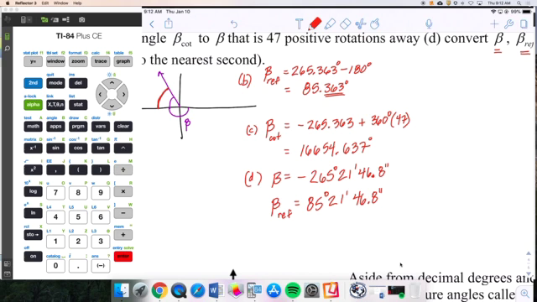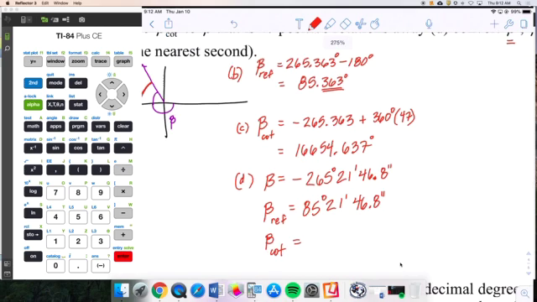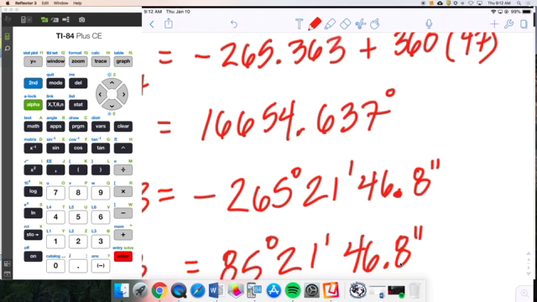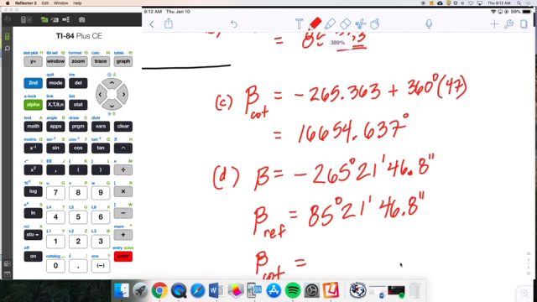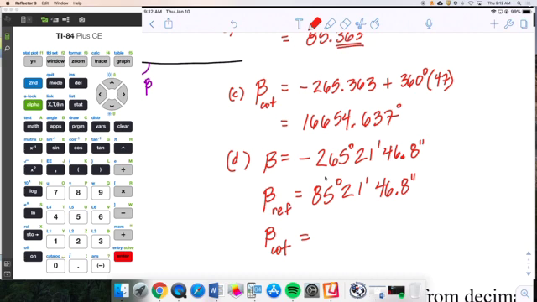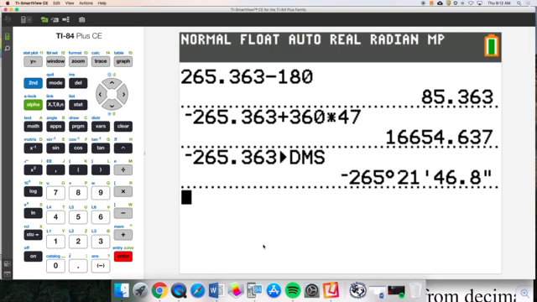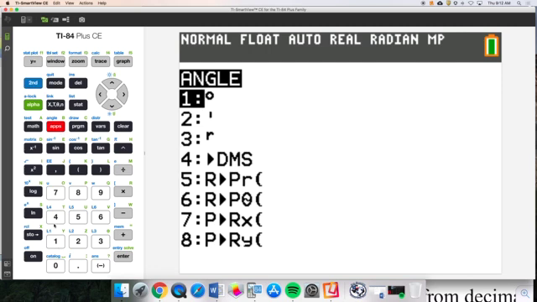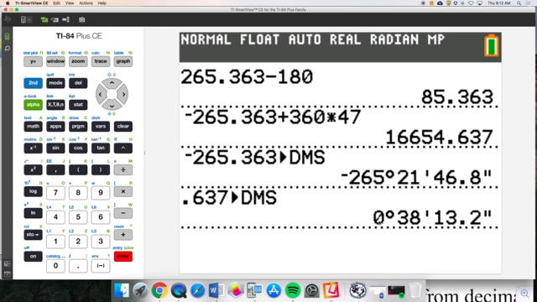All right. And now the last one is the coterminal angle. The coterminal angle had a decimal part of 0.637. So that one's different. Let's just type that one into the calculator. You can actually leave off the 16654 part if you wanted to, couldn't you? Yeah, save some keystrokes. We're really just interested in the 0.637. So if you do just 0.637 and then go to second, angle, number 4, hit enter, and there it is, 0 degrees, 38 minutes, 13.2 seconds.